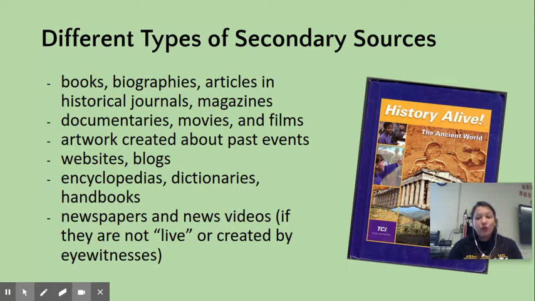Newspapers and news articles, videos, anything that has to do with the news, unless it is a live segment, is not a primary source. So unless it is a video where you are talking to an eyewitness, or it is showing an eyewitness account, like it is live showing an event, it is not a primary source, because the person who was reporting it and talking about it was not there when it really happened.